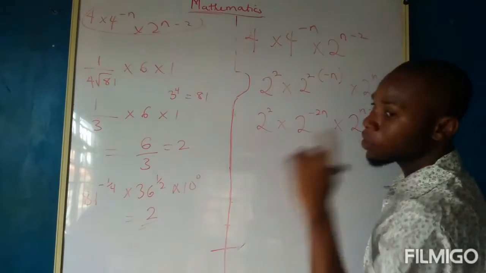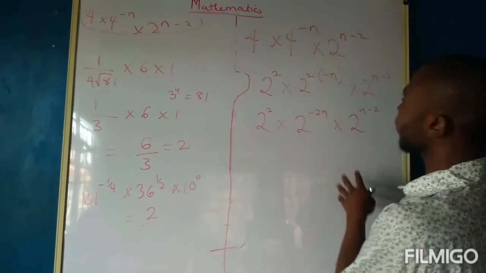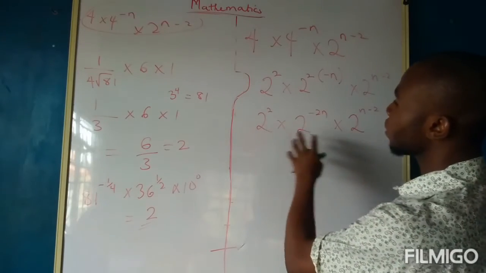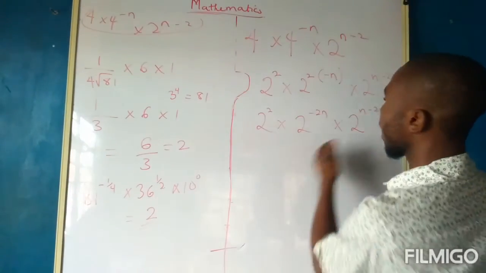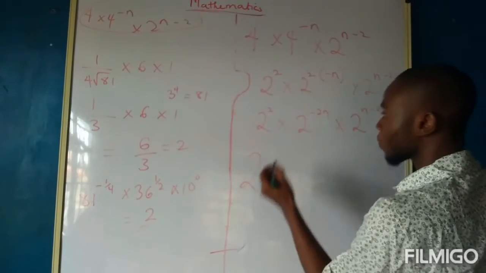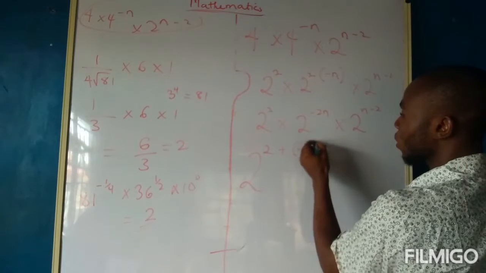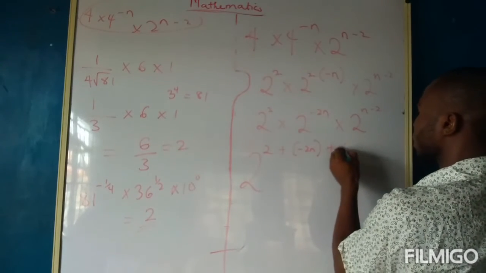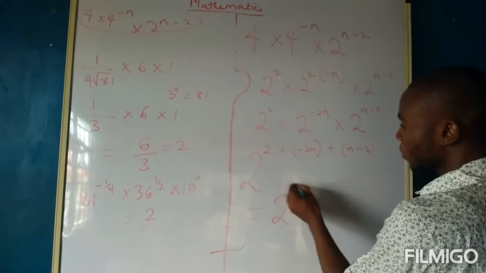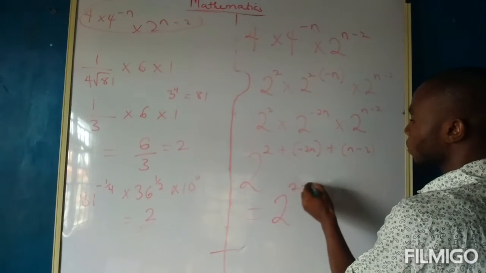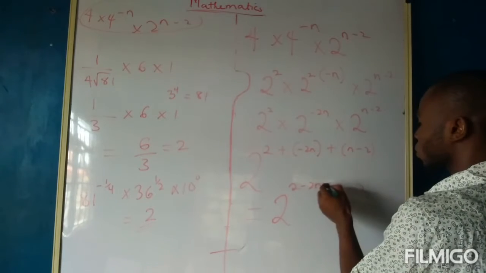And don't forget, the first law under the laws of indices is the addition law. That is, when you have numbers that have the same base, and they are in multiplication form, you have to add all the powers together. And with this, we are going to have 2 raised to 2 plus minus 2n plus n minus 2.